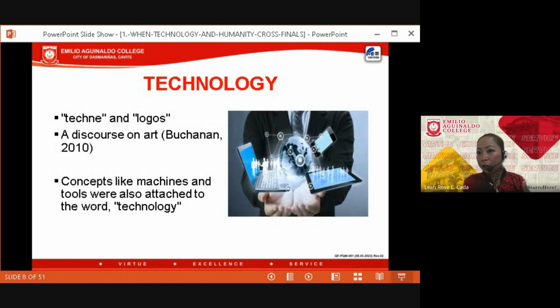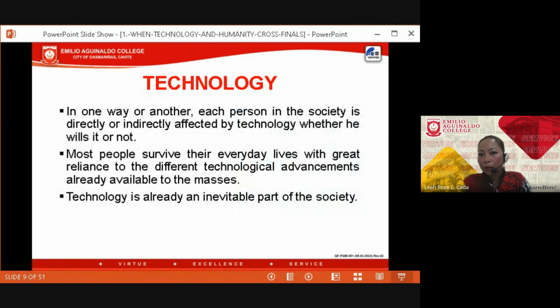Technology was already defined during our prelim, diba? We have techne and logos, and technology is usually attached to the word technology. And when you hear the word technology, it basically covers everything: ideas, principles, machines, inventions, okay, and others. Kaya nga, I guess it's safe to say that even you yourself is a walking technology. All the ideas that you hold in your mind, in your brain, are all very important.